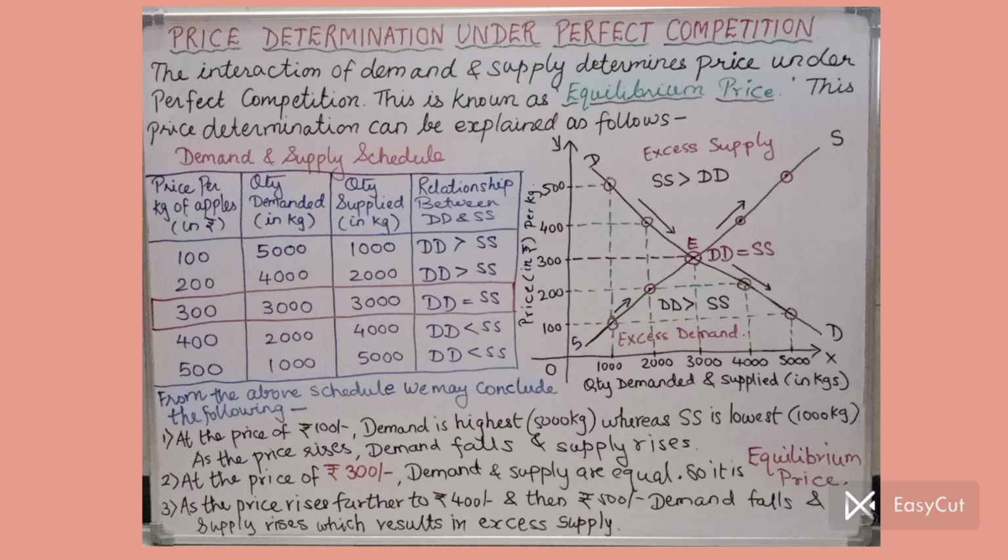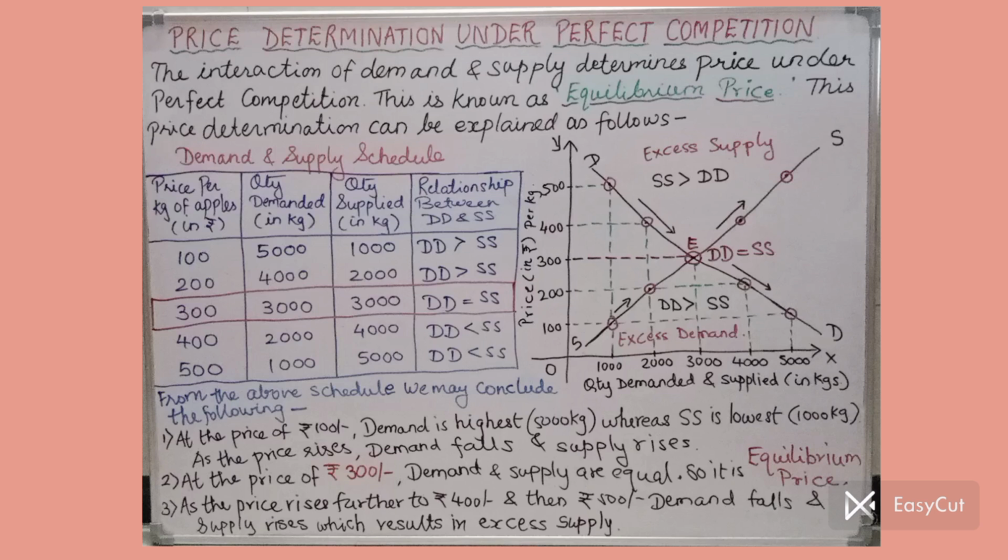Price I am taking from 100 till 500. So 100, 200, 300, 400, 500. Likewise, I am taking the price. It is per kilogram of apples. That's the price. Then demand: as we know, whenever the price is lowest, the demand will be highest. So that's why at the lowest price of rupees 100, we are considering the demand. We are taking the demand for our example as 5000 kg.